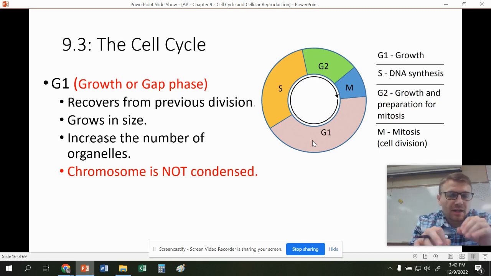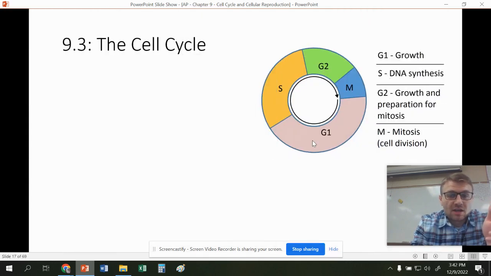It's really important to remember that chromosomes have not condensed yet. A lot of people think that the chromosomes are condensed throughout the majority of a cell's life, and they're not. In this phase, they're not condensed.